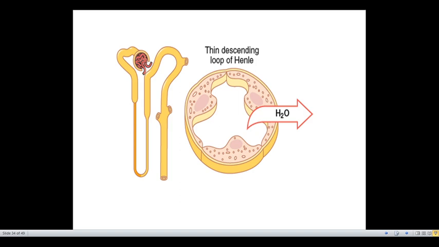This figure shows cellular ultrastructure and transport characteristics of the thin descending loop of Henle. This part is highly permeable to water. It has few mitochondria and little or no active reabsorption.